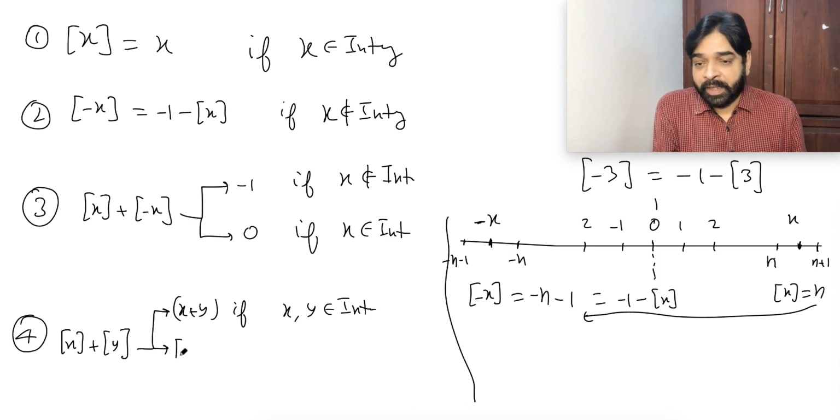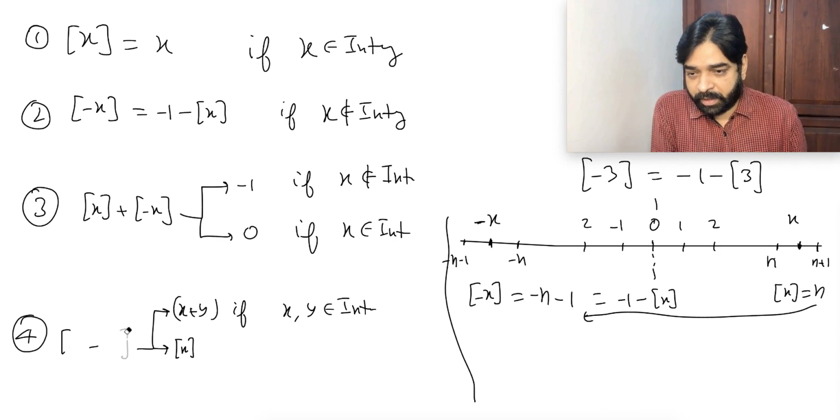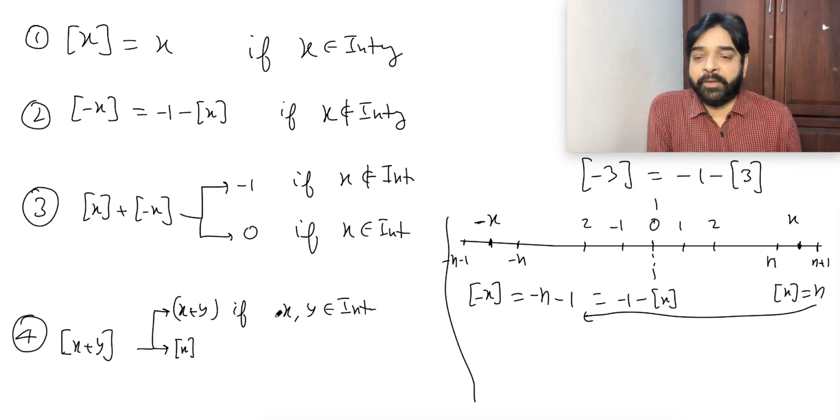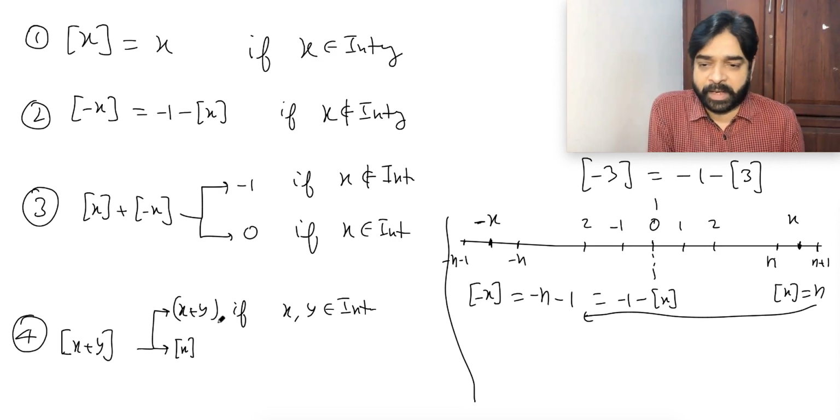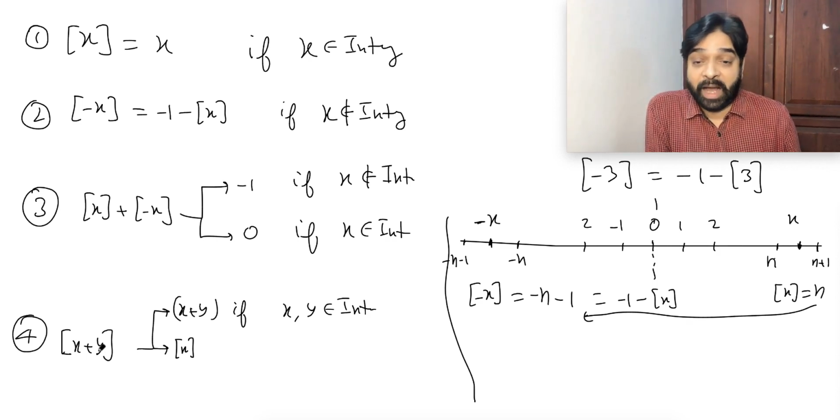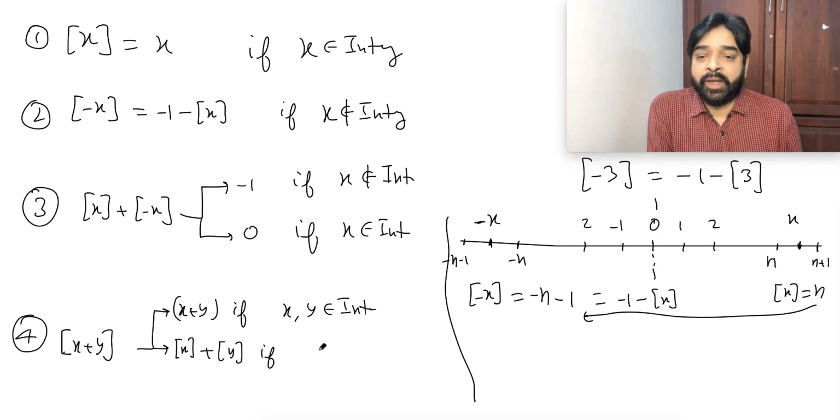This will be greatest integer, something wrong I wrote. I'm sorry. Greatest integer of x plus y, the whole greatest integer. So if x and y are integer, then x plus y will also be integer. So greatest integer of x plus y will become x plus y. If x and y are not integer, then it will be written this way only, if fractional part of x plus fractional part of y lie between 0 and 1.